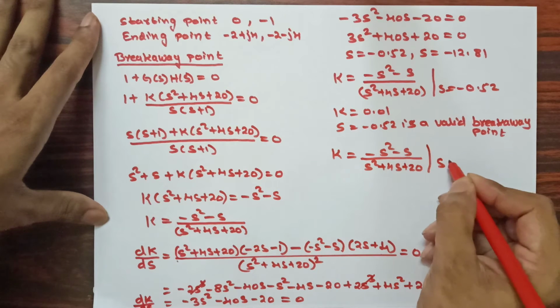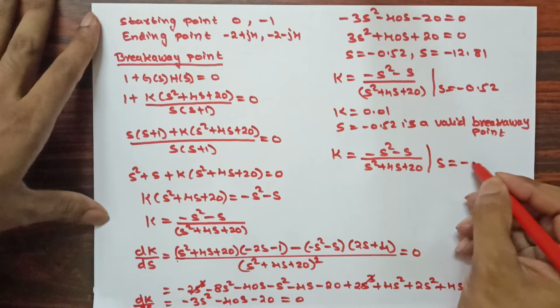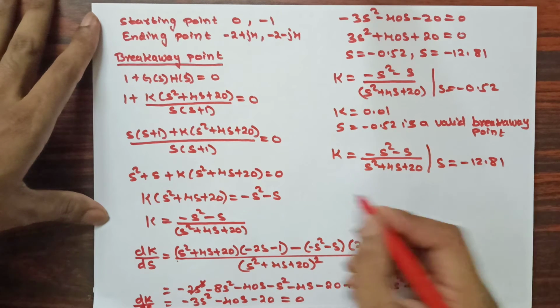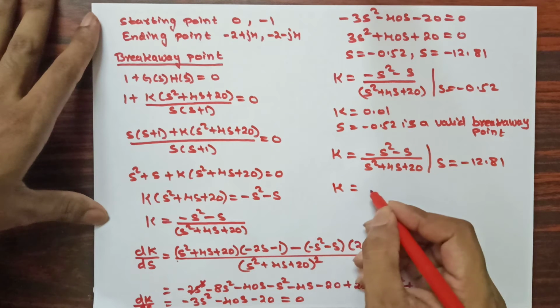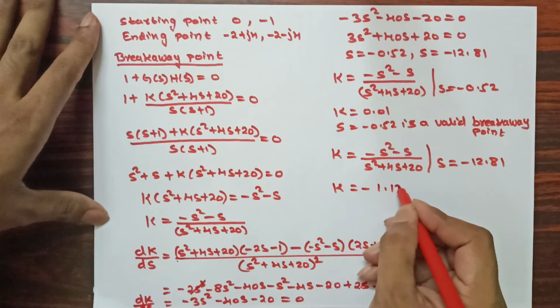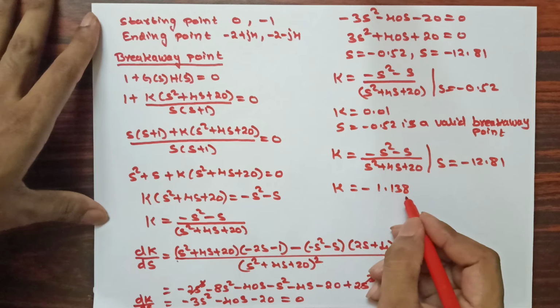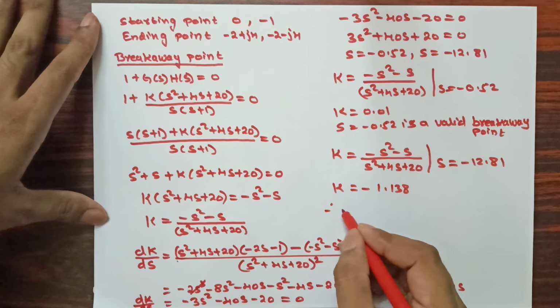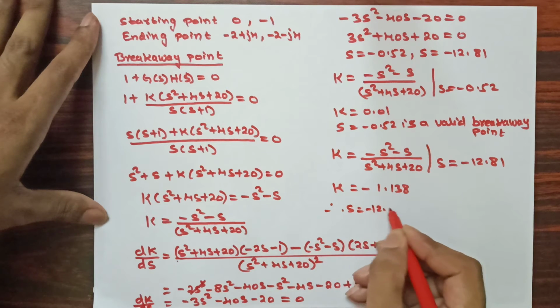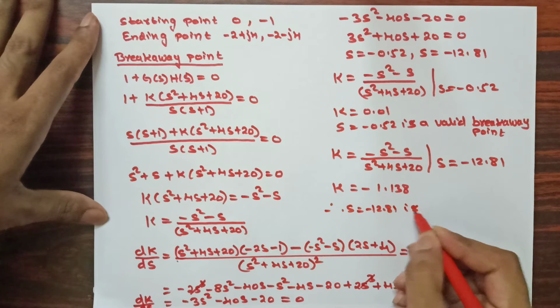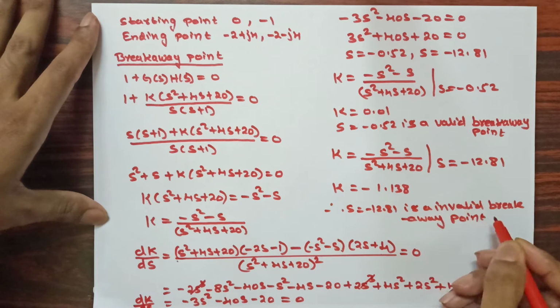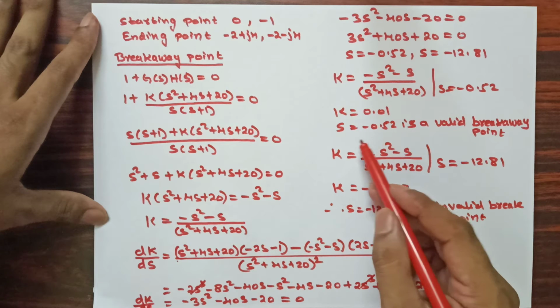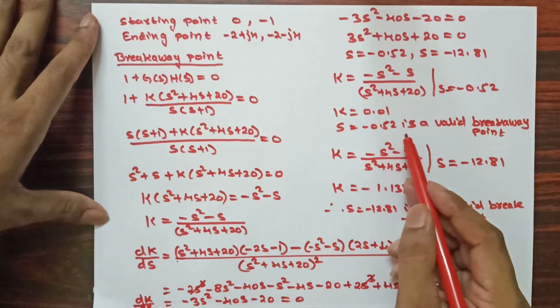Here I am going to substitute the second value, that is s equal to minus 12.81. For this I am getting k value minus 1.138. You can see here I am getting a negative value, therefore s equal to minus 12.81 is an invalid breakaway point. So I got one valid breakaway point, that is s equal to minus 0.52.